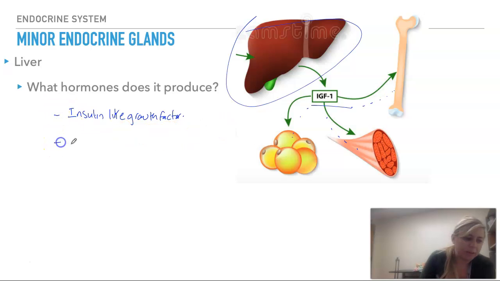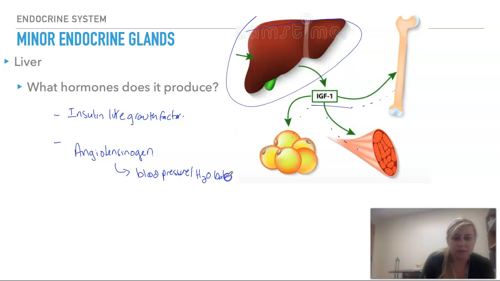Another hormone that the liver makes is called angiotensinogen. And angiotensin, we'll see, is related to the renin that we just saw coming from the kidney, but this has a role in blood pressure regulation and balance of water in our body. Another hormone the liver makes is called thrombopoietin.